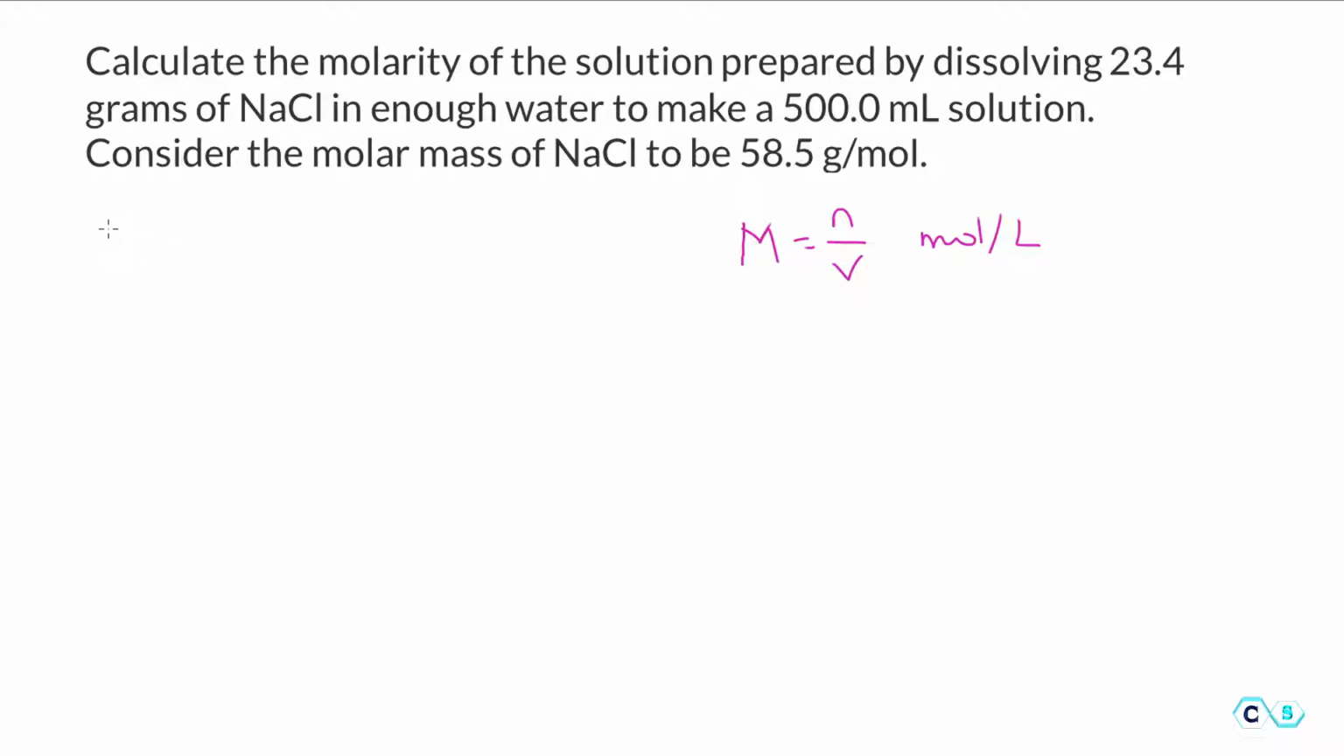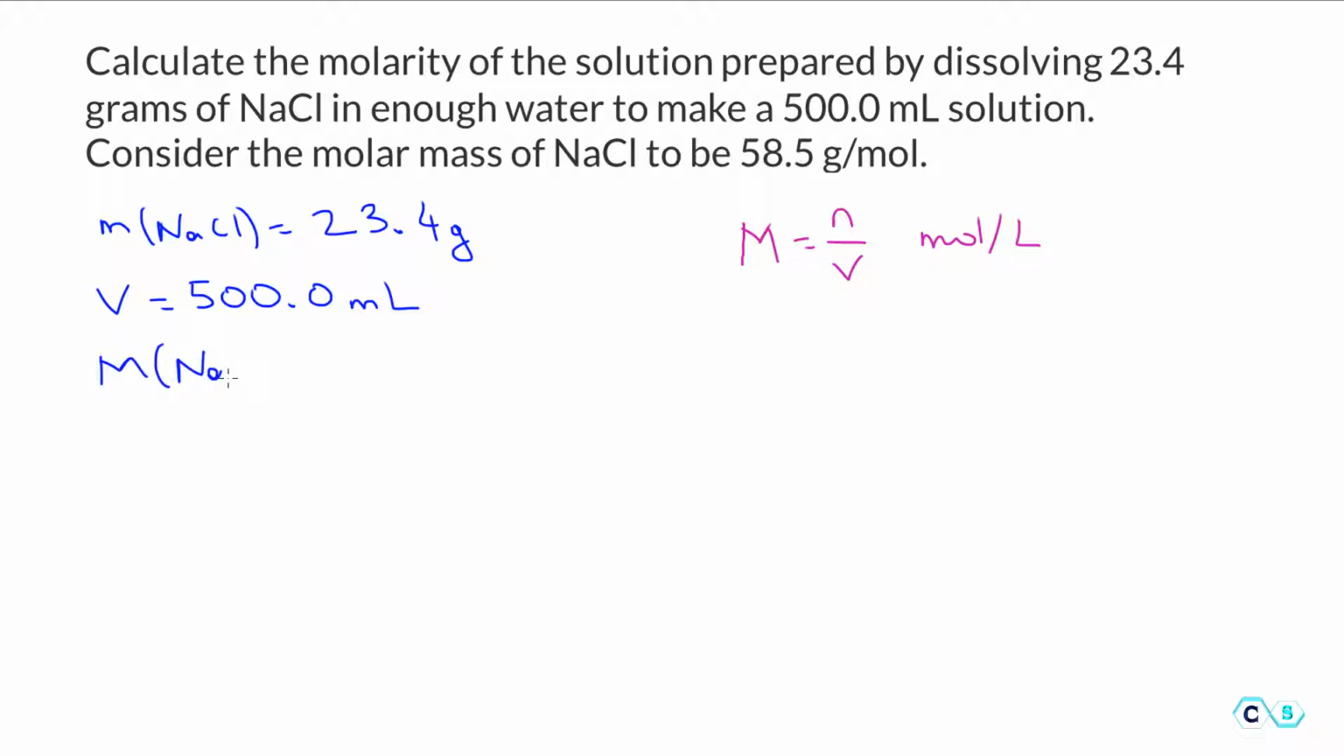It's always a good idea to write down what we have and then from there determine what it is that we're missing in order to do our calculation. So let's write down what we have. We have the mass of sodium chloride given from the problem, which is 23.4 grams. We have the volume of the solution, which is 500.0 milliliters. And we also know the molar mass of sodium chloride, which is 58.5 grams per mole. So that's the mass of 1 mole of sodium chloride.